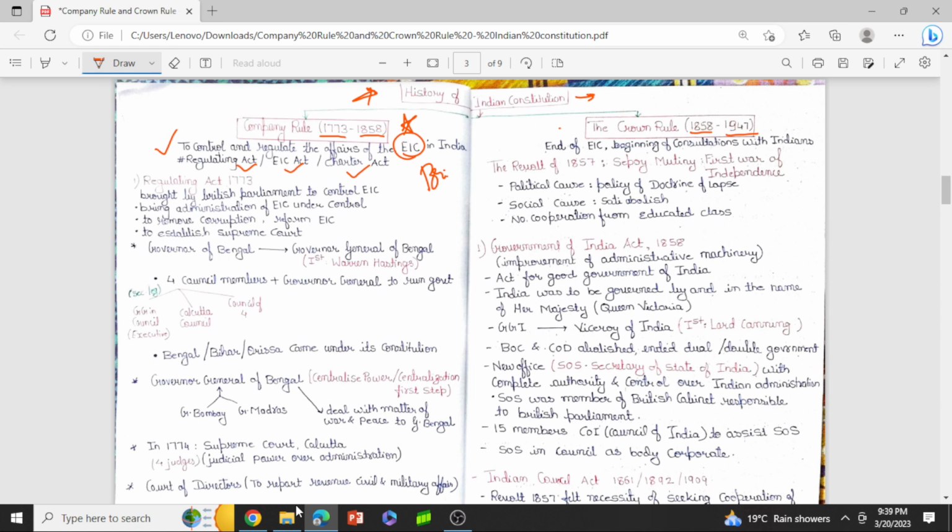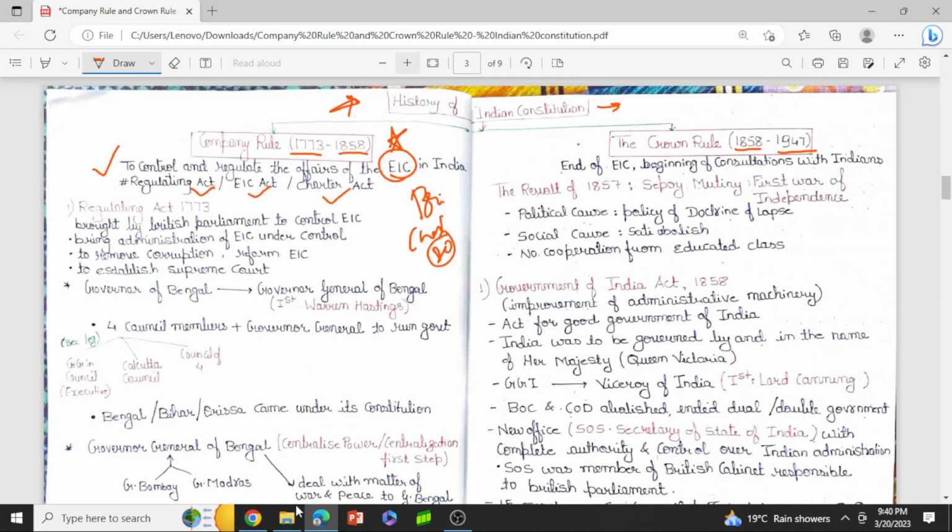This company rule actually had a number of Charter Acts. Every 20 years a new act or amendment act or new Charter Act was introduced. So let's start with the very first, that is the Regulating Act of 1773. This was the first step when the political and administrative functions of the East India Company were taken over by the British. This act was brought by the British Parliament to control the East India Company. They wanted to administer it under their control.